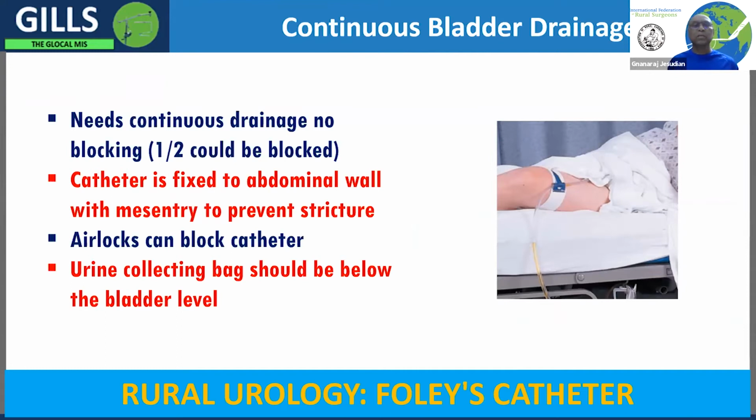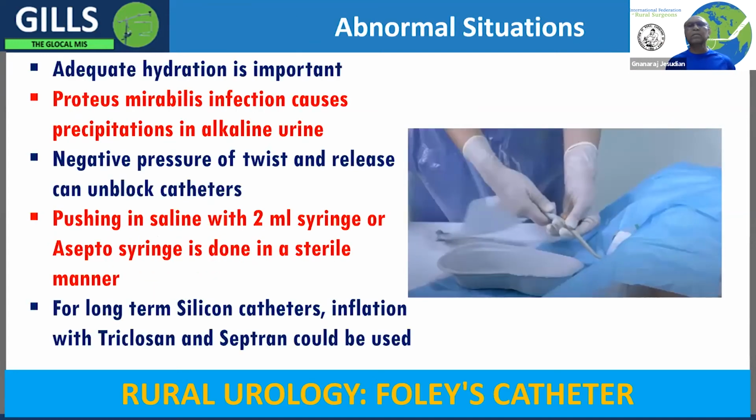You need to always remember that airlocks can also block the catheter. So you need to make sure that there are no airlocks in the collecting tube, and the urinary bag is at a lower level compared to the bladder. Again, to prevent infection and keep things going, sufficient hydration is important. If the patients are not able to take enough orally, you need to give them intravenous fluids.